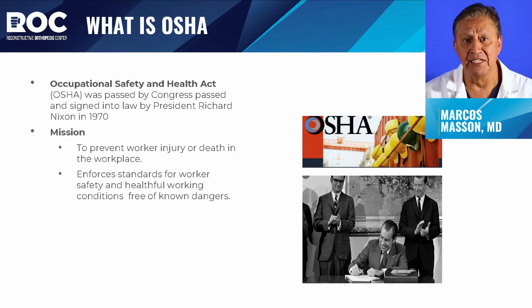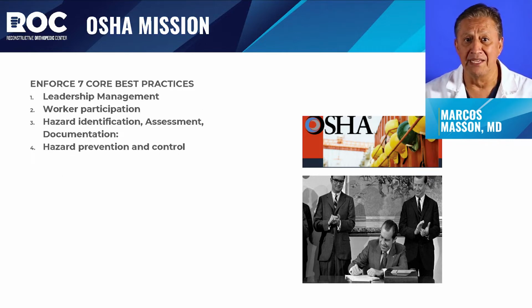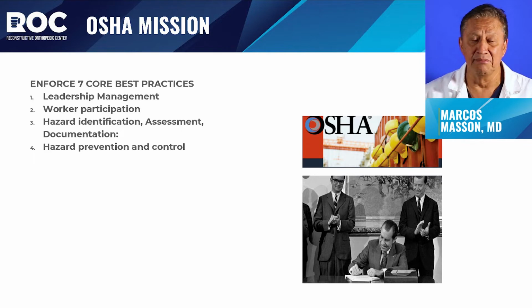Now, the Occupational Safety and Health Act, which is OSHA, was passed by Congress back when Richard Nixon was president in 1970. And its mission is to prevent worker injury or death in the workplace. Now, the 7 core concepts and practices include leadership management, worker participation, hazard identification, assessment, and documentation, which essentially conducts inspections based on imminent danger, fatalities, and work complaints. And finally, hazard prevention and control.